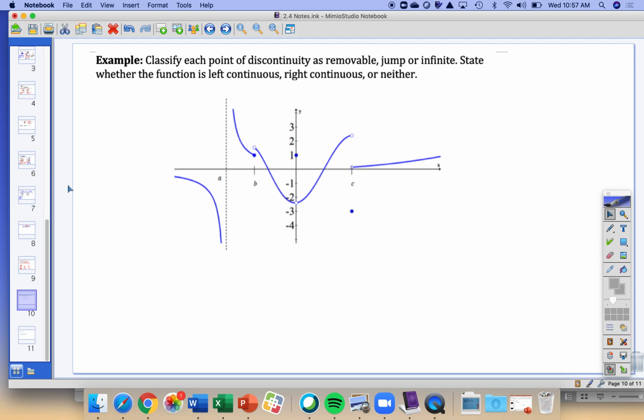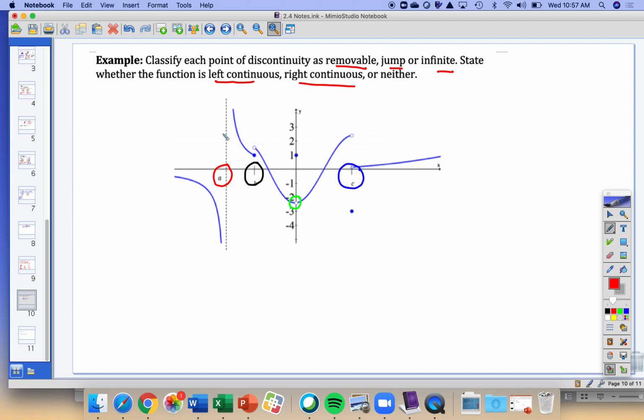So let's look at this graph here. I want to classify each point of discontinuity as removable, jump, or infinite, and state whether the function is left or right continuous. So let's look at each type of discontinuity. I have a discontinuity here at the value of A. I have a discontinuity here at the value of B. I have a discontinuity here at 0. And I have a discontinuity here at C. So let's start with A.